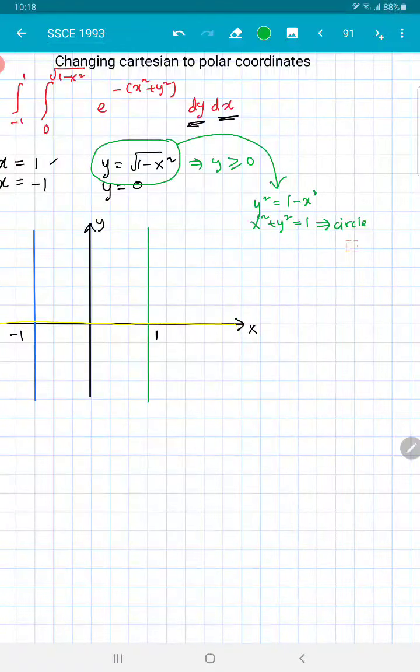First we change the integrand. The e is still e in polar, and then x squared plus y squared there should be replaced by r squared. So we have e to the negative r squared. Now remember dA here.